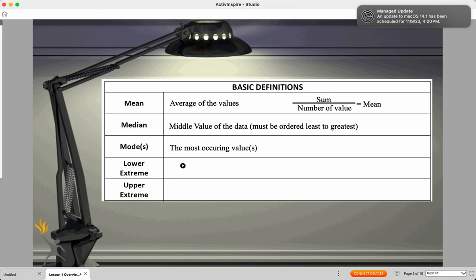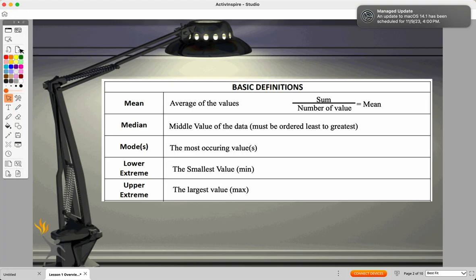Now we're looking at the next ones, the upper and lower extreme. Those make good sense. One is the smallest value, the minimum, and the other is the largest number, the maximum. If you need to pause before you go on to get these written down, please do that. I'm going to keep going for the sake of the length of the video.